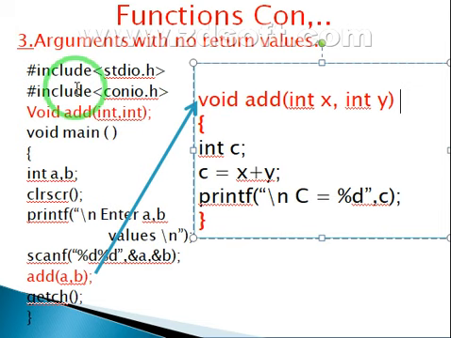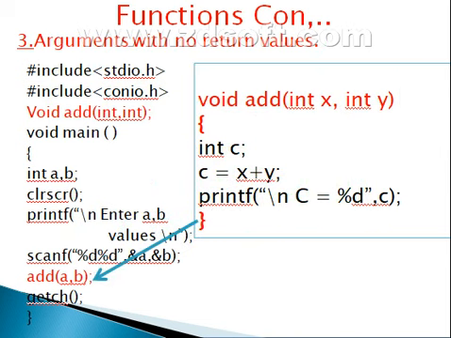So this is the third type: argument is there but no return value. We are passing a and b, it is received in x and y, added and printed here itself. After executing, the control returns back to the main function. After the add, there is a getch, which is going to execute, and then it exits.